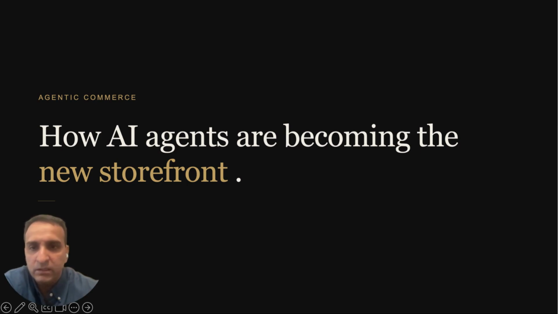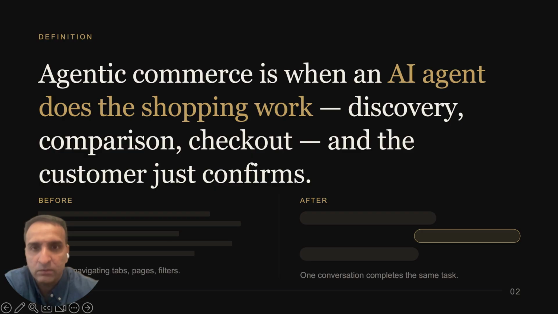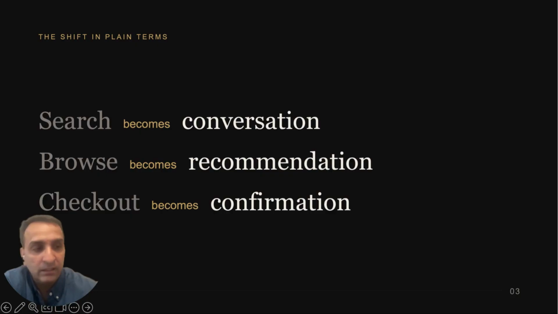Hey everyone, in this video, I will do a deep dive into agentic commerce. Now, agentic commerce is when an AI agent does the shopping for you. It does the finding, it does the comparisons, and it does the buying, and you just confirm as a human. Let me give you some examples in different industries.